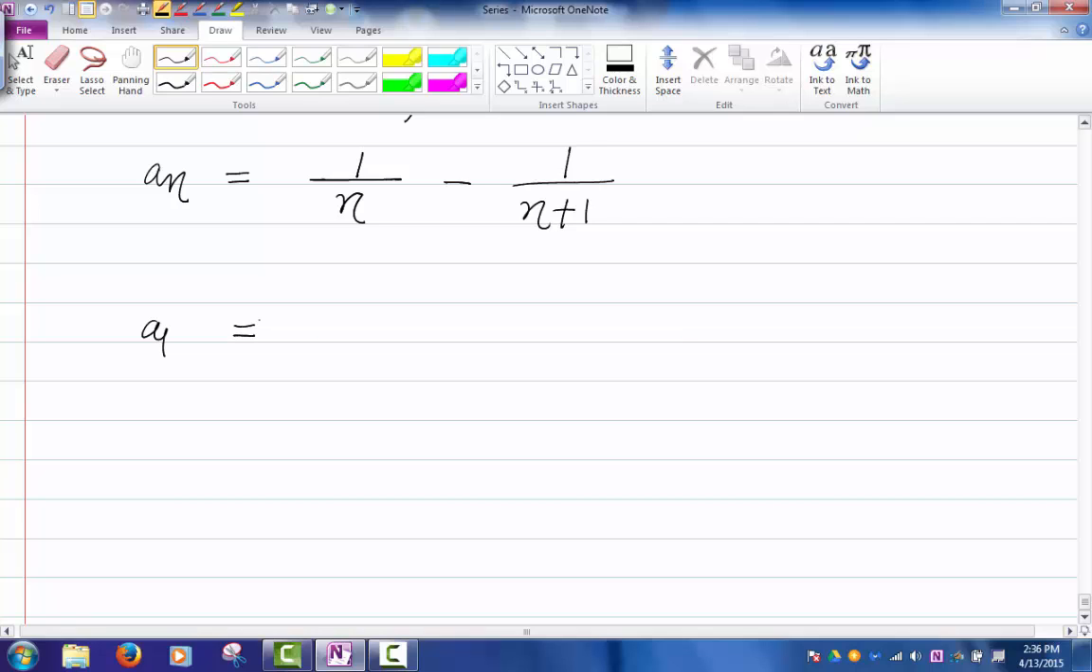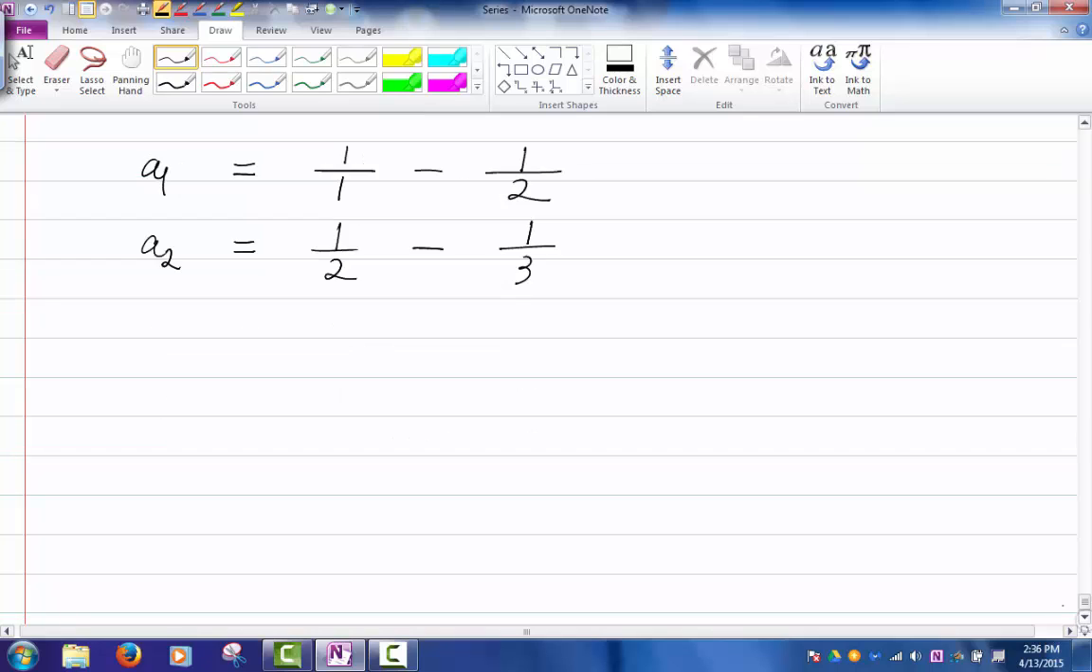What is a1? a1, I'm going to write it as 1 over 1 minus 1 over 2. Okay, what is A2? 1 over 2 minus 1 over 3. What is A3? 1 over 3 minus 1 over 4. What is A4? 1 over 4 minus 1 over 5.